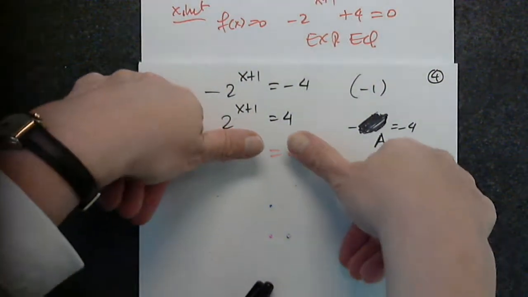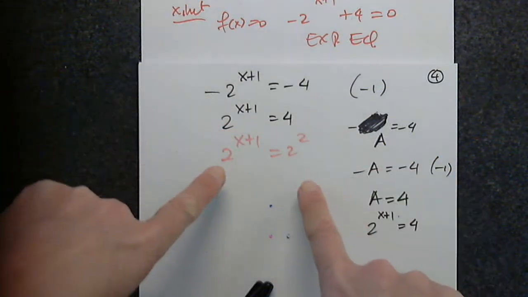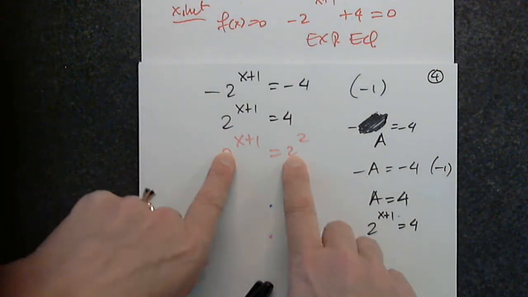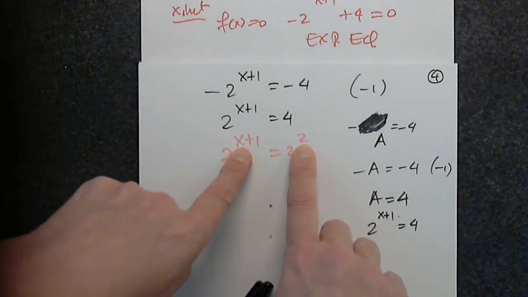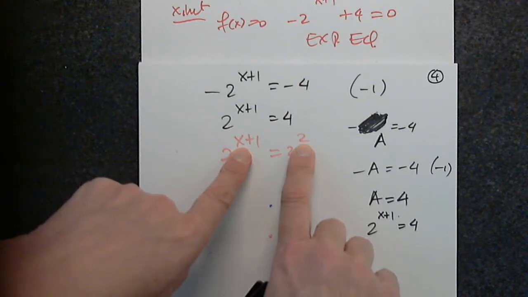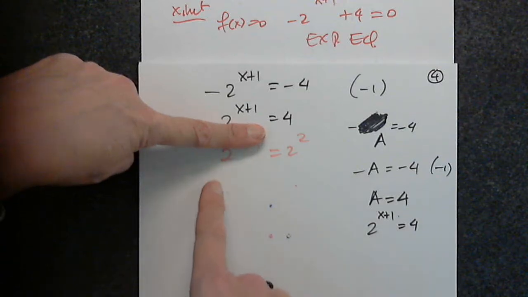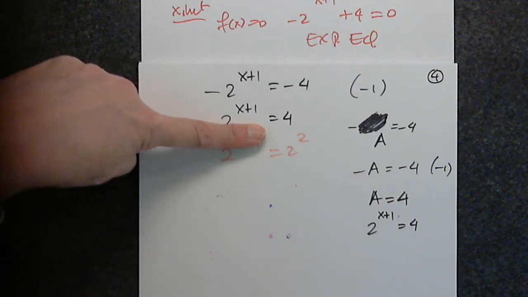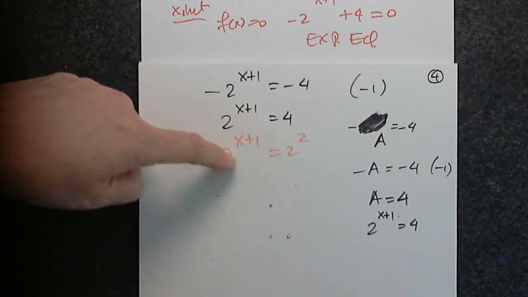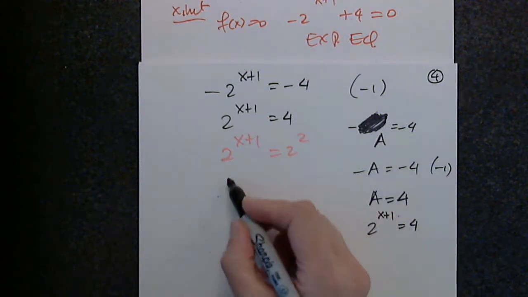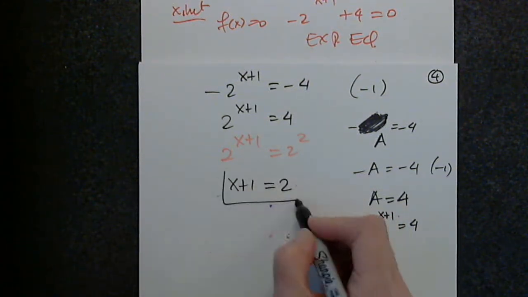Here's what we do next. We say this. Two numbers are equal and they have the same base. What has to happen to their exponents for them to be the same? Can I have here 4? No, because 2 to the 4th does not equal 2 squared. Can I have here -3? No, because 2 to -3 does not equal 2 squared. So x plus 1 must equal 2.